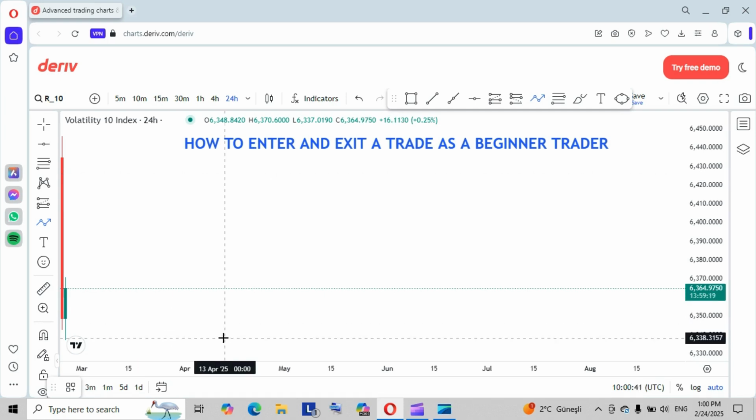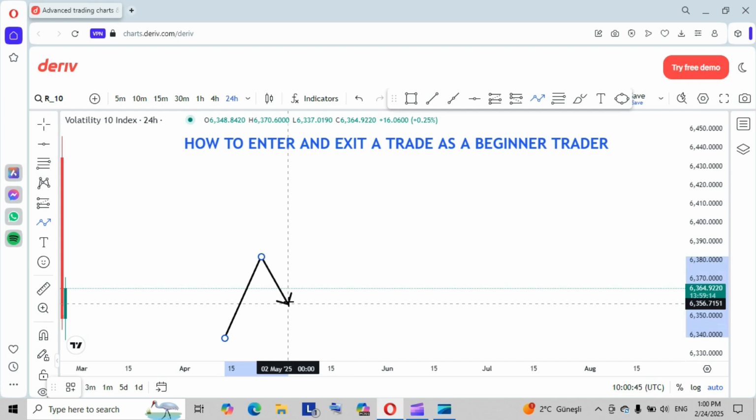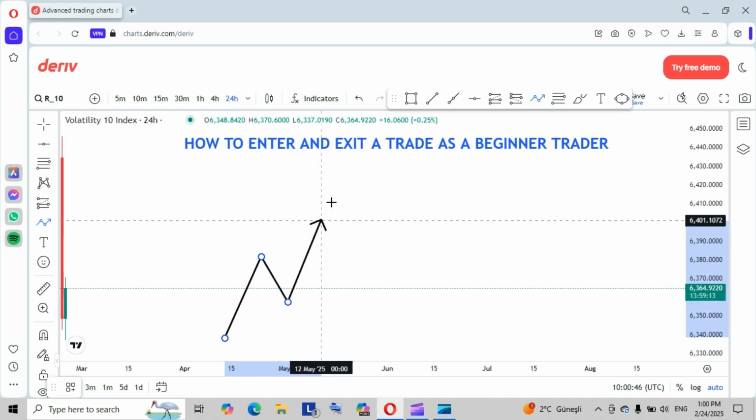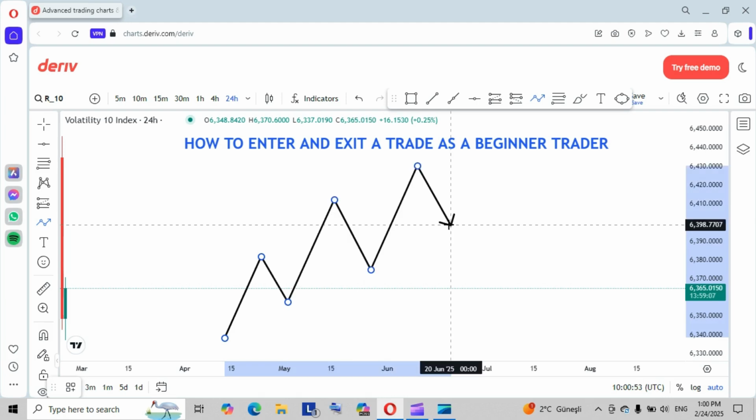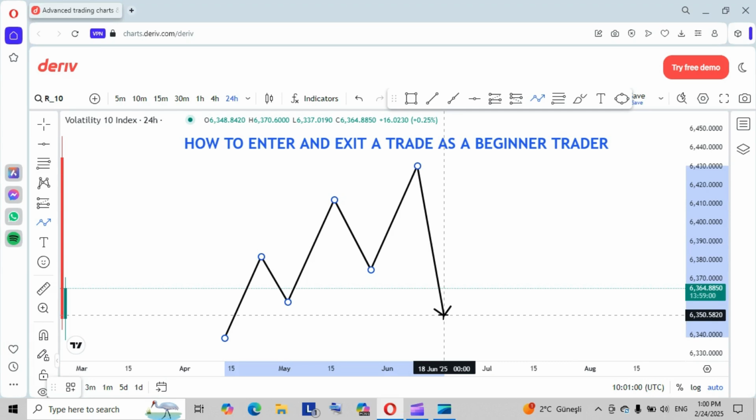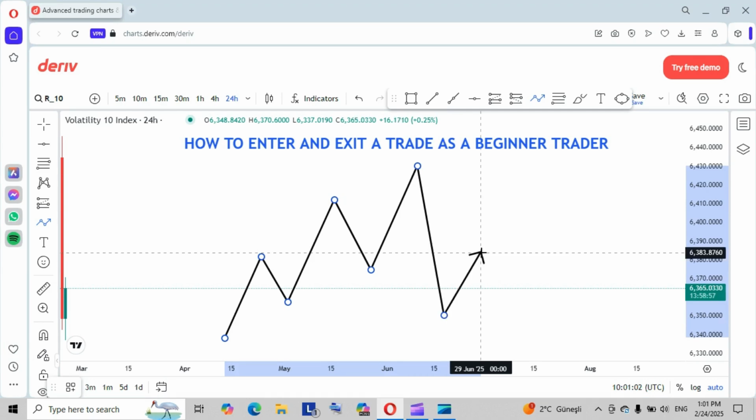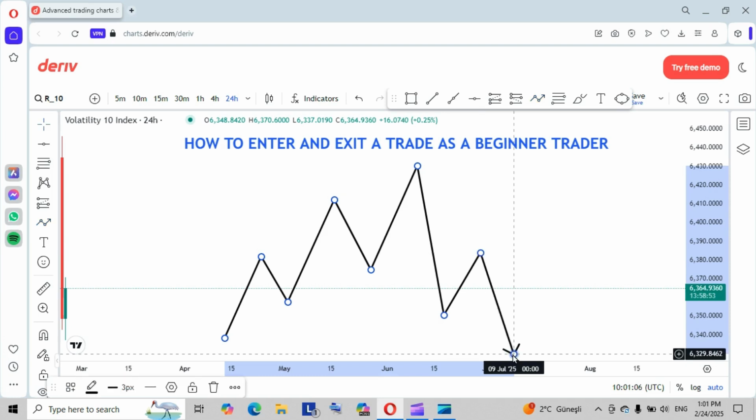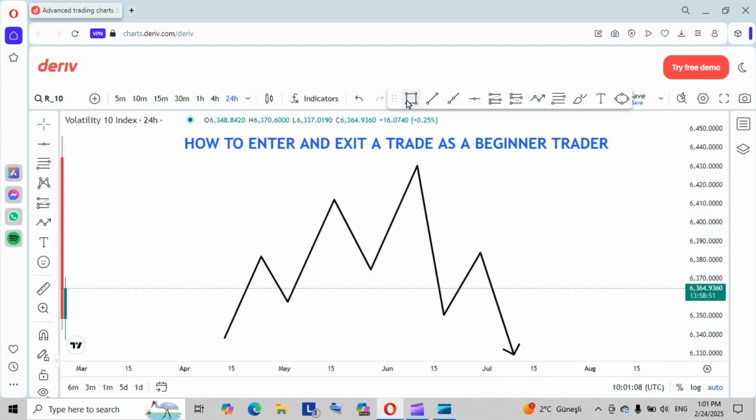So now, how do you know the buyers are no longer in control? We have higher high, higher low, higher high, higher low, higher high, and higher low. We are expecting the price not to break this particular low. But when price drops and breaks this previous low, then you see lower low, lower high, and another lower low. This is what we call change of character. This was our previous low.